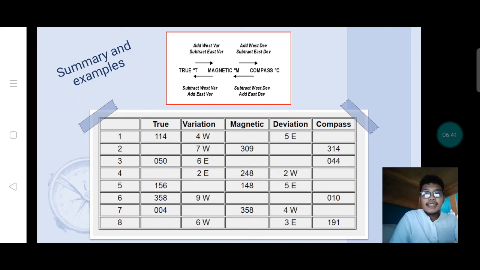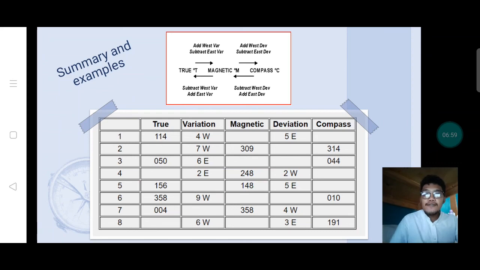Next, the deviation is 6 degrees west. As we can see, the direction is west, so we will subtract. So 194 minus 6 will be 188. So the true bearing will be 188.